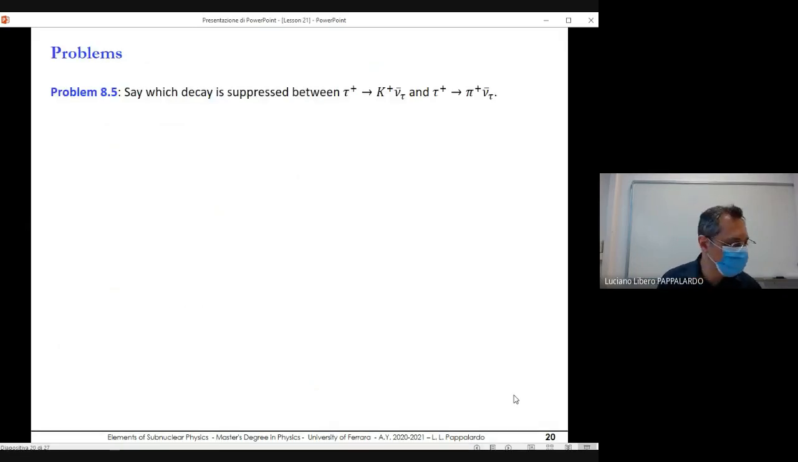Okay, so let's now solve some simple exercises. The first one is: say which decay is suppressed between the tau plus into K plus antineutrino tau and the tau plus into pi plus antineutrino tau.